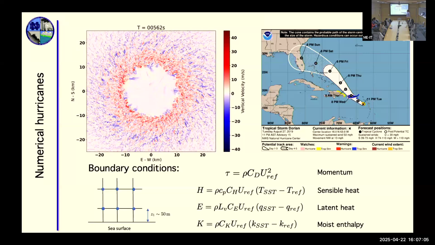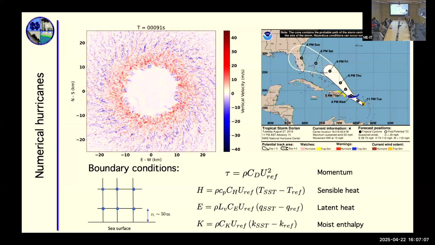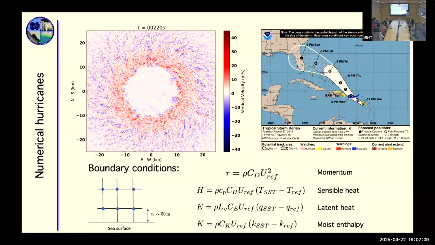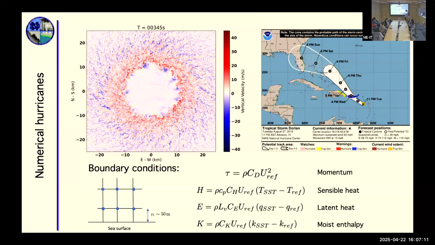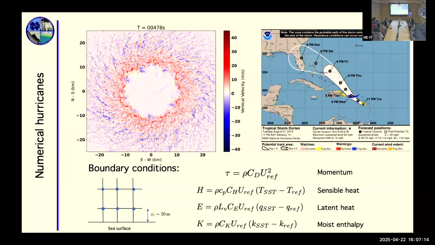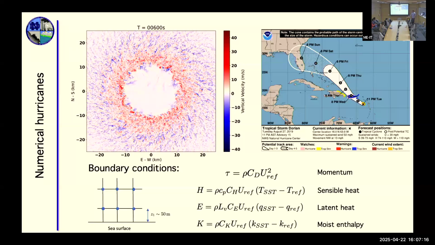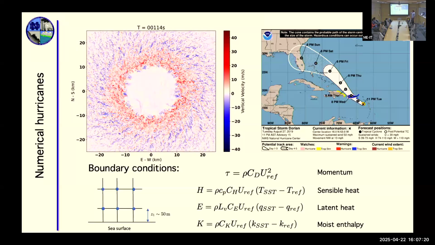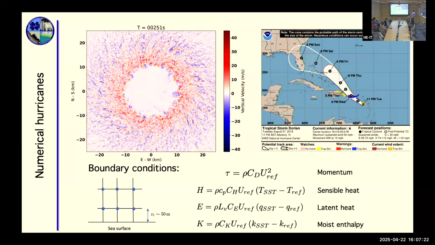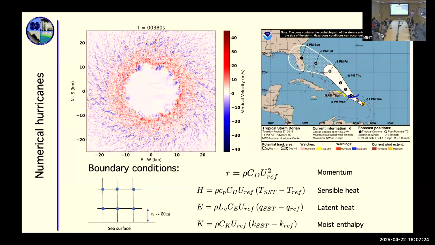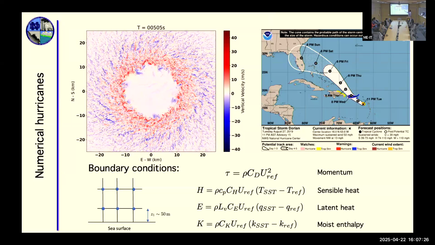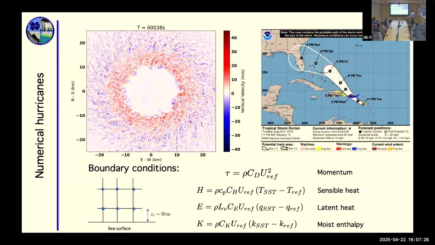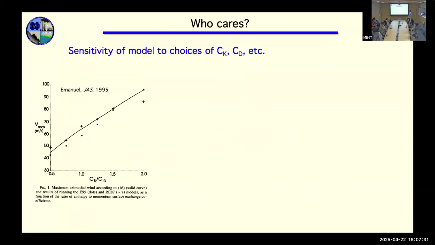So the question becomes, well, what are these then? This looks great. These are grid quantities or boundary condition quantities, but what are CH, CD, CE, and so on? And before I get into that, does it matter? If you're looking at hurricanes in particular, or tropical cyclones, how sensitive is your prediction to whatever you choose for these things? There's a famous result by Kerry Emanuel that began in the 80s and was summarized in 1995, and they've developed it since.